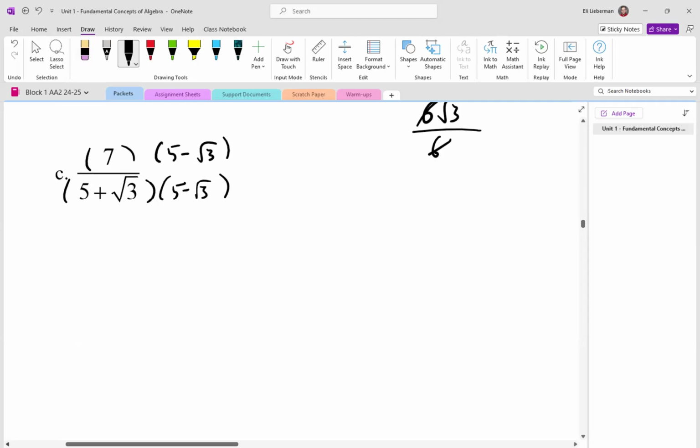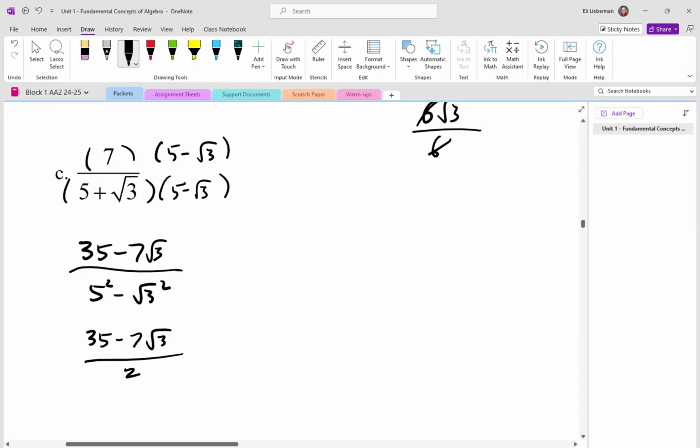Wow, you retain so much. It's amazing. So top, I think we have to distribute: 35 minus 7 root 3. Bottom, should we distribute, or do we already know the answer? It's just a squared minus b squared. We're multiplying two quantities, the result of which is a difference of squares. So it's just 5 squared minus root 3 squared. You can distribute if you want, but you're always going to end up back there. And this is what, 25 minus 3? Is that right? 25 minus 3, I think that's 22. So 35 minus 7 root 3 over 22.